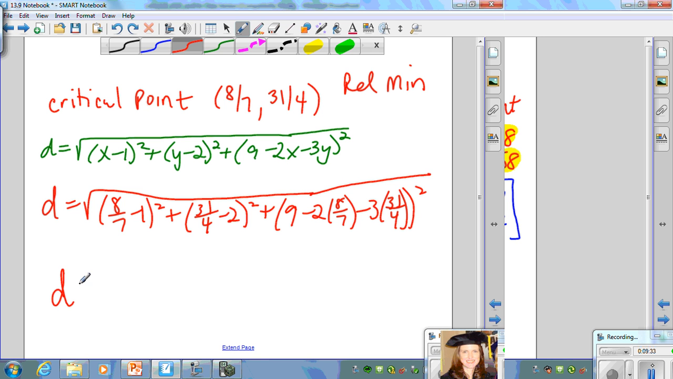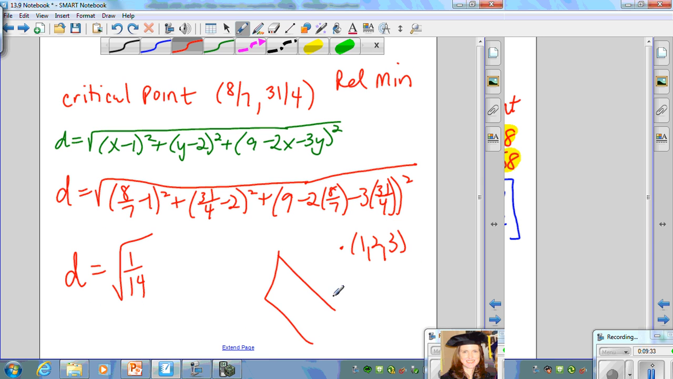If you're doing this on your calculator, which I highly recommend doing for this part, do everything without the square root first and simplify, and then take the square root of the result. If you do everything that's underneath the square root, you're going to get 1 over 14. So that distance is going to be the square root of 1 over 14. So that is the minimum distance from our original point, 1, 2, 3, to a point that's on the plane here. That's going to be our minimum distance, 1 over the square root of 14.